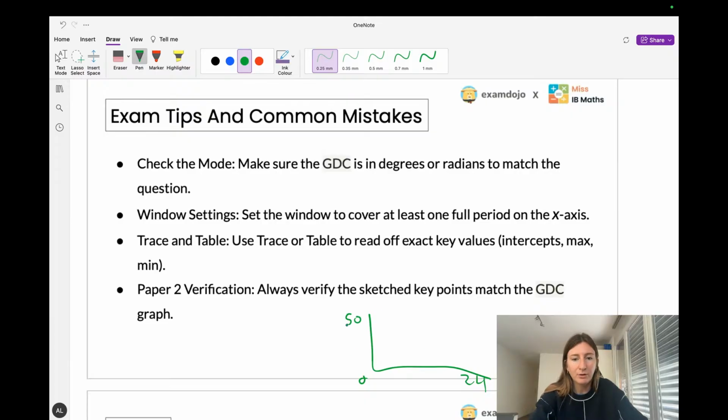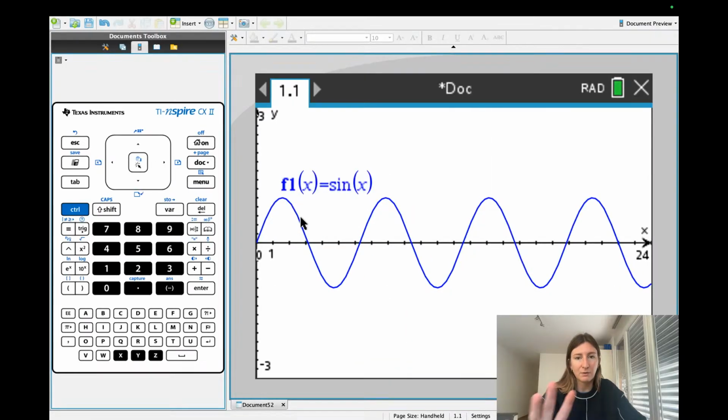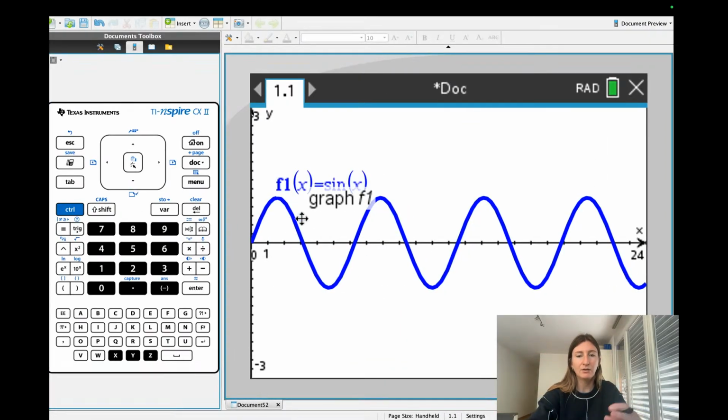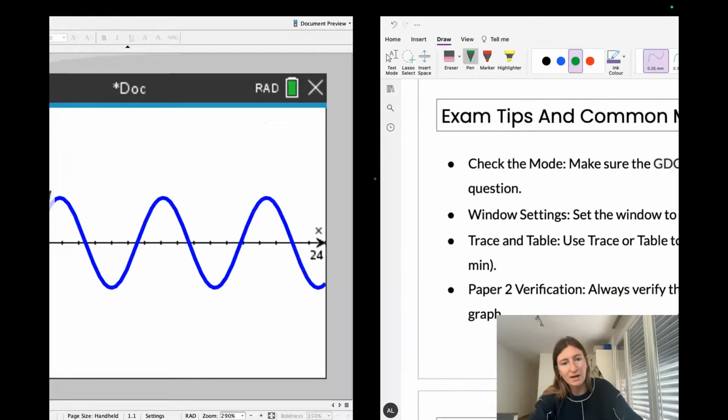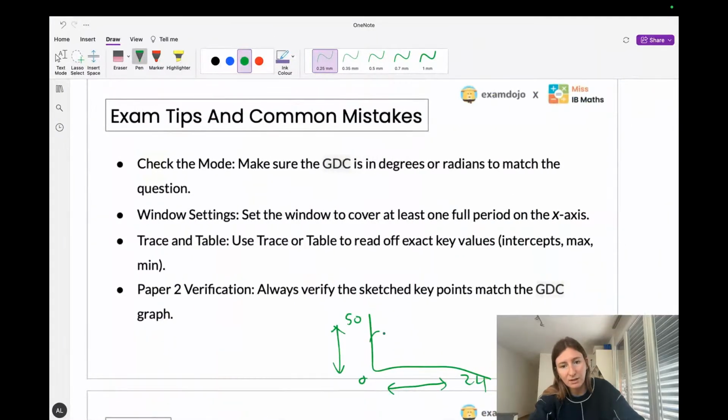And so if you already put all of this in, that your y is between 0 and 50 and your x is between 0 and 24, and that's what pops up, you have that screen and you can just immediately copy down exactly what that looks like without even having to think about it, and make sure that you have the right mode.